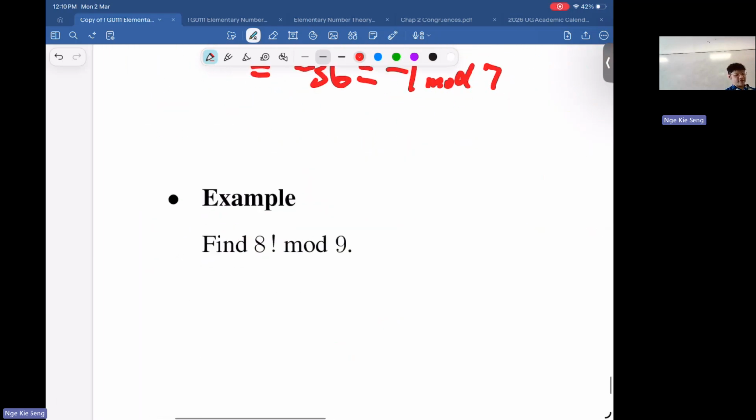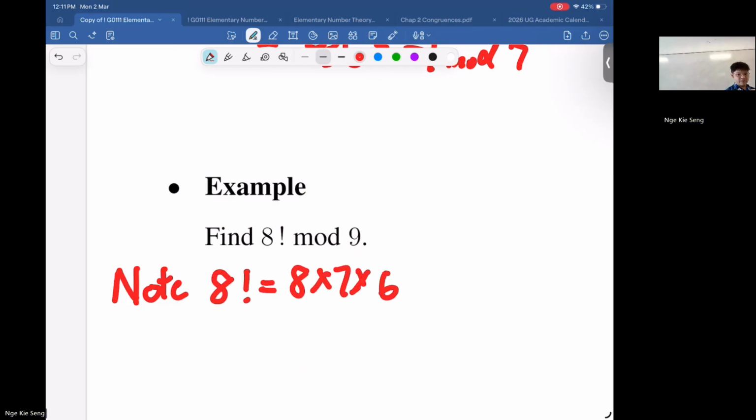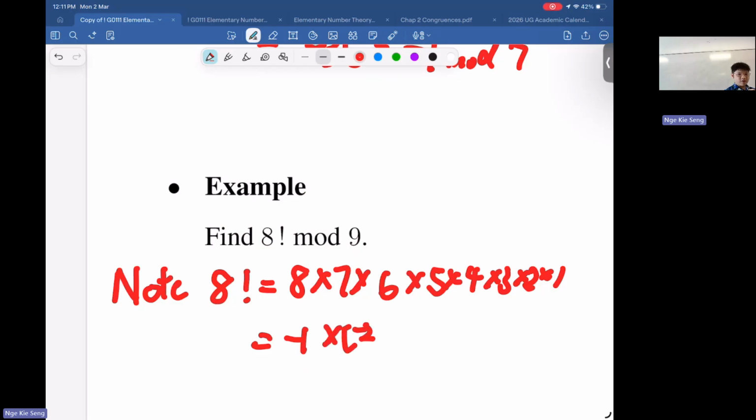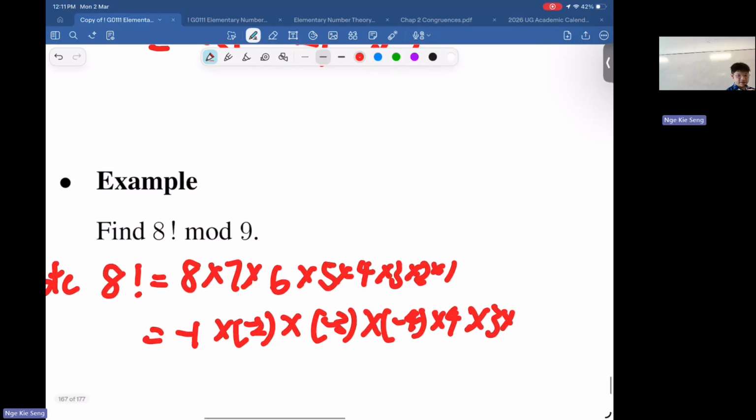How about we try 8 factorial mod 9? Try this. Do you get -1 or not? Try and compute. You get 0 instead. So is anything wrong here? Nothing is wrong, but you need to take the right condition to see this. So what's the right condition then? We will discuss this right condition.